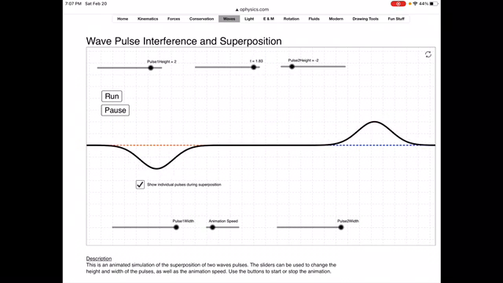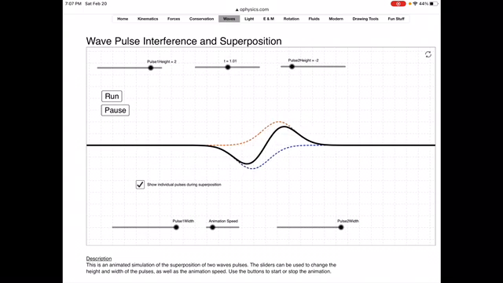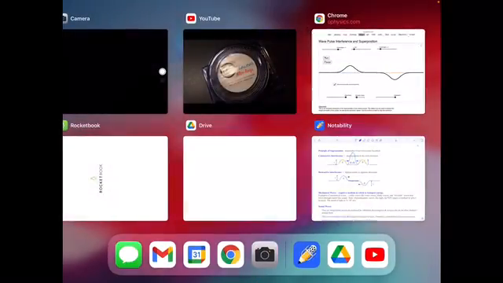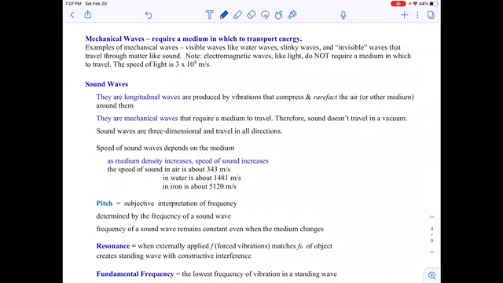There are my two wave pulses. They reflect off of a barrier. Okay, watch what happens right in the middle. There you can see them cancel each other out.